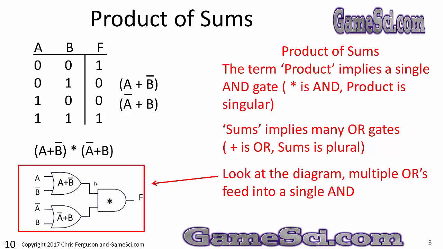It implies that I need multiple OR gates, and there are 2 OR gates. Looking at the diagram, multiple ORs feed into a single AND. For a product of sums expression, multiple ORs will feed into a single AND gate.